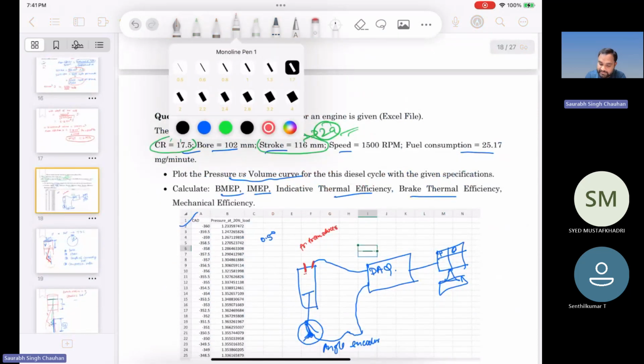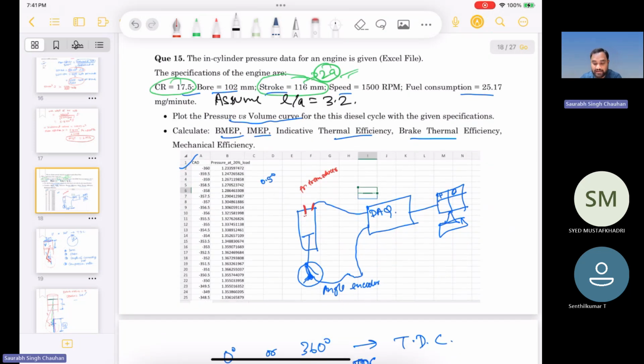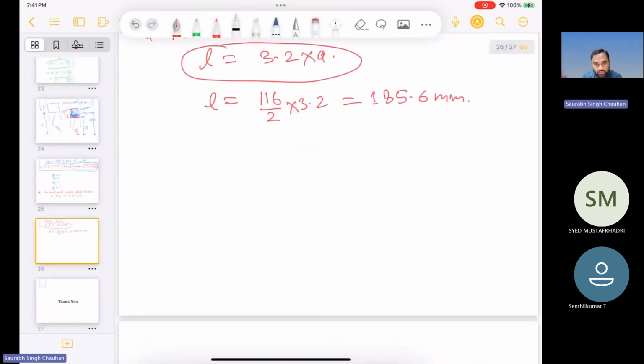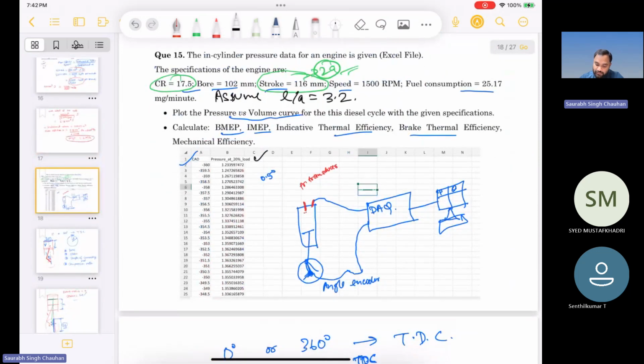Let us write this in the question: assume L by A is equal to 3.2. Now we have L. So now we have everything to convert theta into volume, right? The data that we have in the Excel sheet, pressure and CAD, we can convert into PV data, and from the PV diagram we can calculate the indicated quantities. Why I am calling it indicated thermal efficiency or indicated mean effective pressure, we have already discussed.